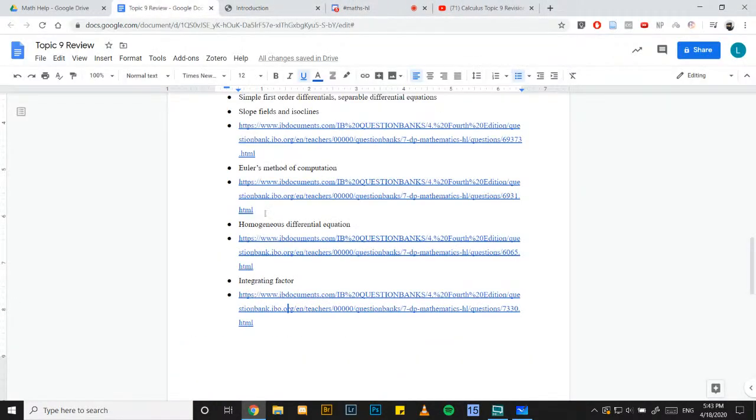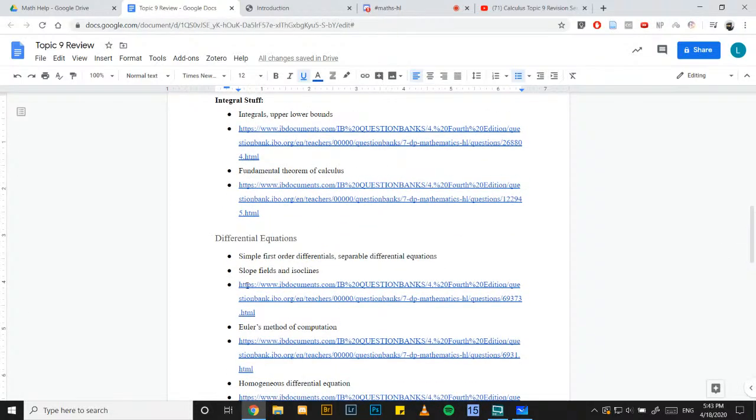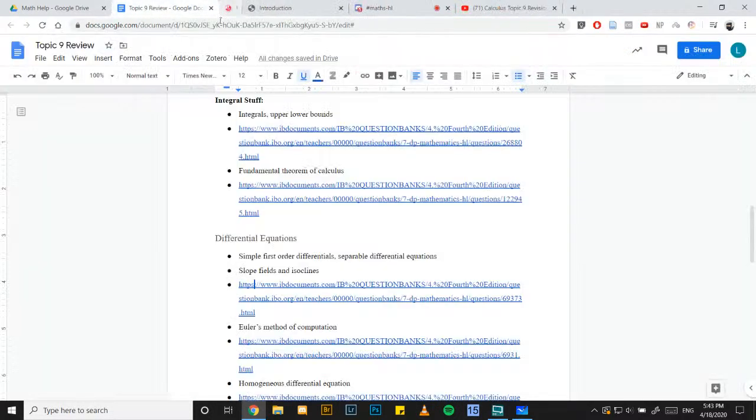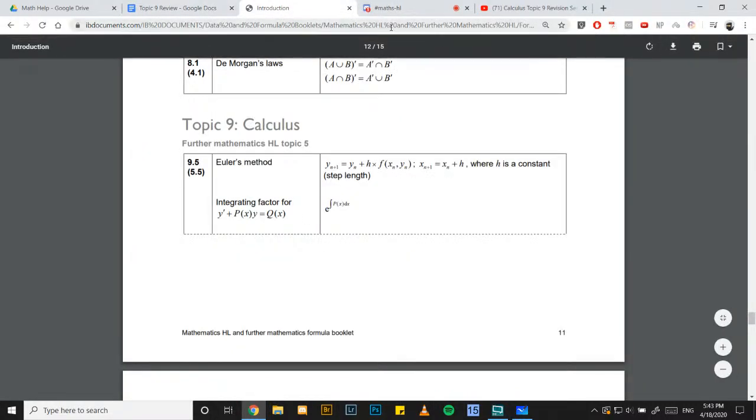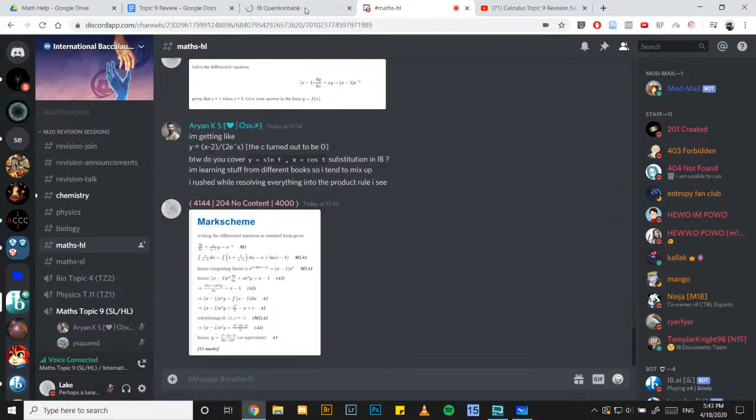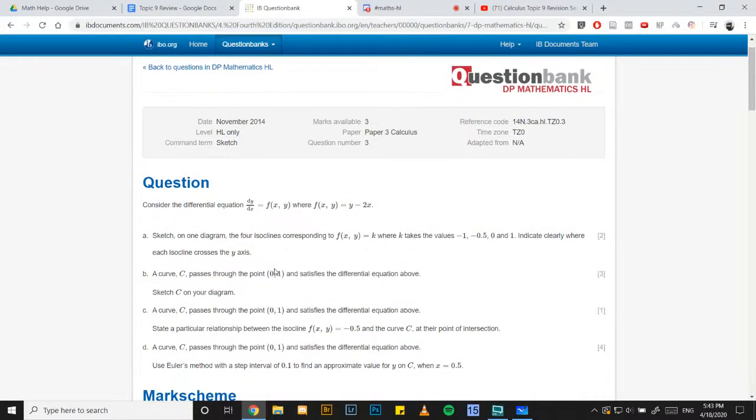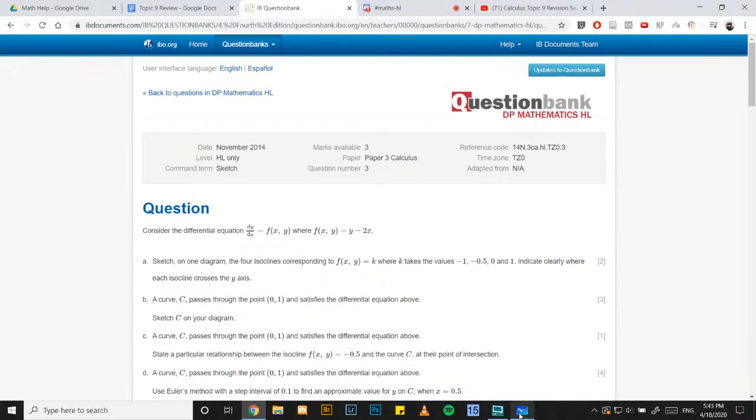And the last thing for today is slope fields and isoclines, which is kind of a weird concept to me as well. The IB goes into it to some extent, but they go so shallowly into it. Basically, why would you even try and do this at this stage?